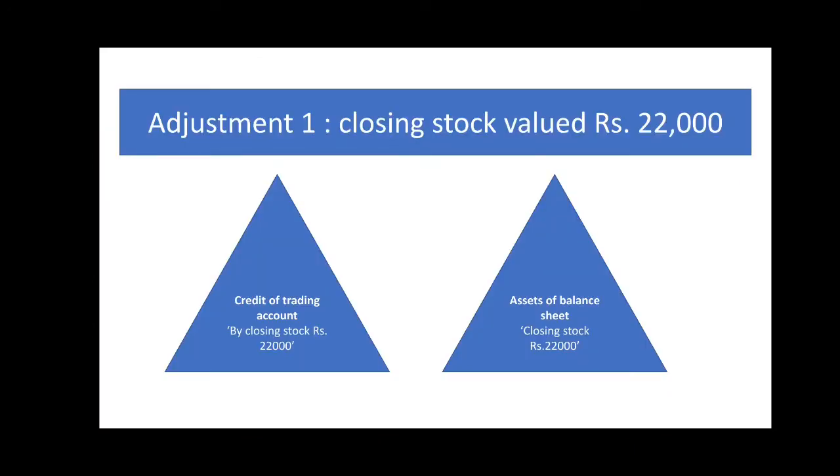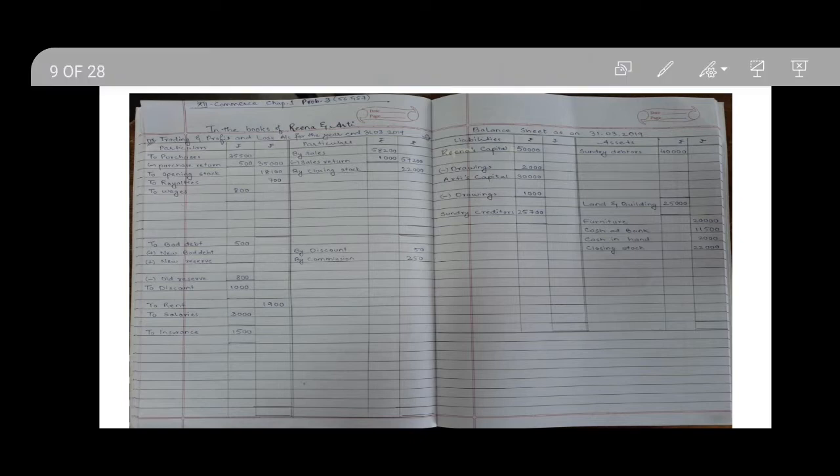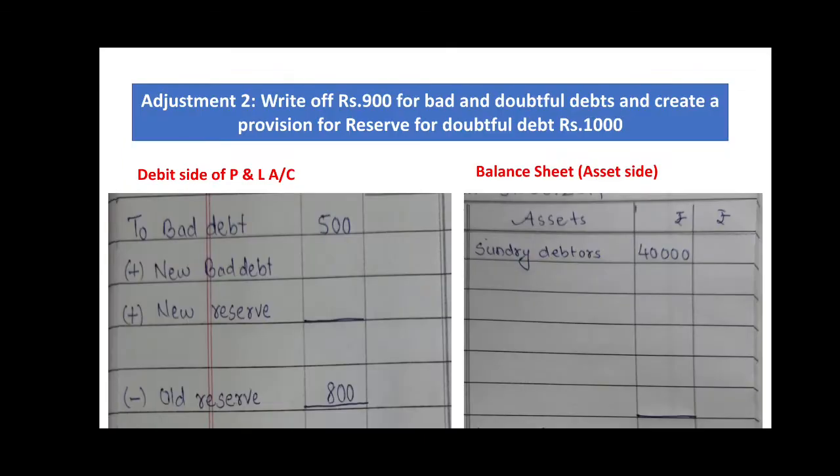Next is adjustments. The very first adjustment is regarding closing stock. Closing stock valued rupees 22,000. So here the first effect, balance sheet asset side 22,000 and credit side of trading account 22,000. In this way you can see closing stock balance sheet asset side and trading account credit side closing stock 22,000.